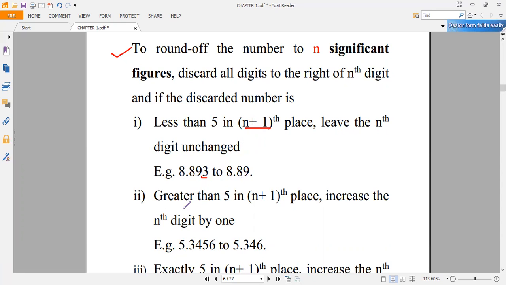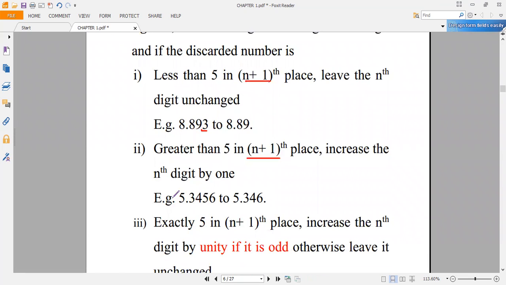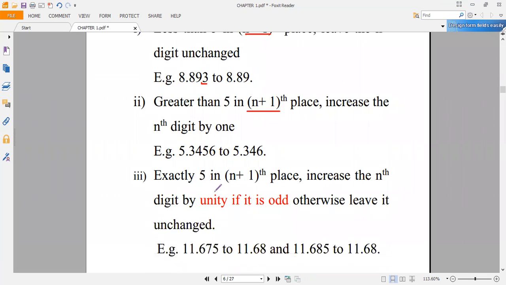When the n plus 1 place is greater than 5, increase the nth digit by 1. For instance, 5.3456. When we approximate to 4 significant figures or 3 decimal places, we get 5.346. You can see that 6 is greater than 5, so we add 1 to the nth place, so that it becomes 5.346.